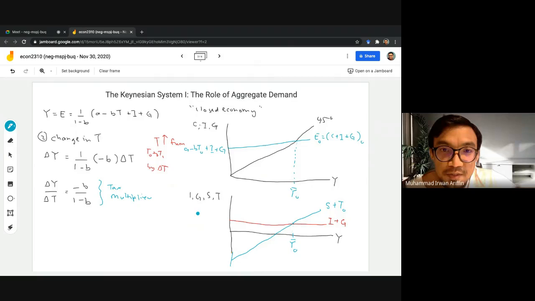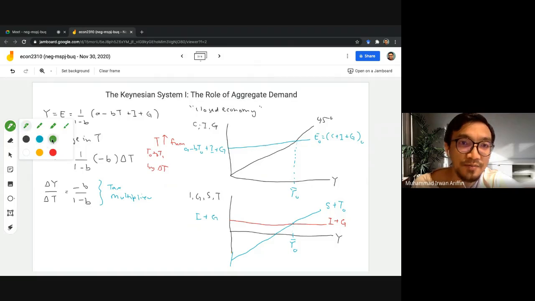And of course, correspondingly, this would be our I plus G. Now, from T0, as T increases, our aggregate expenditure would fall down. Okay, it would fall down because of the higher tax.